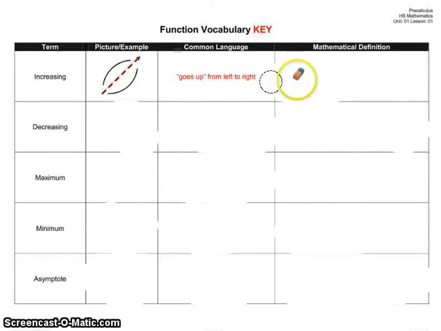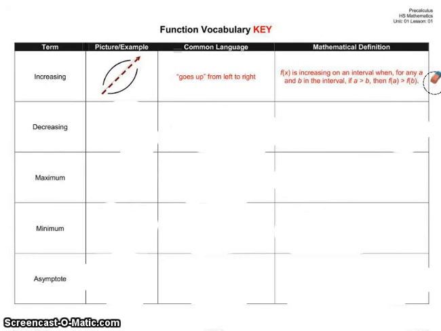Our mathematical definition: f of x is increasing on an interval when for any a and b in the interval, if a is greater than b, then f of a is greater than f of b.